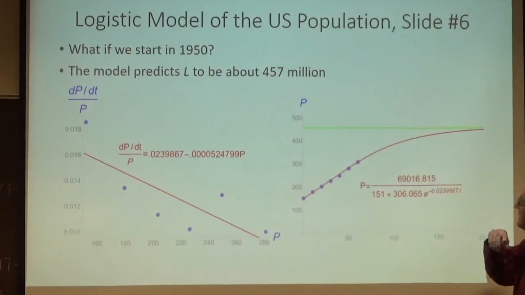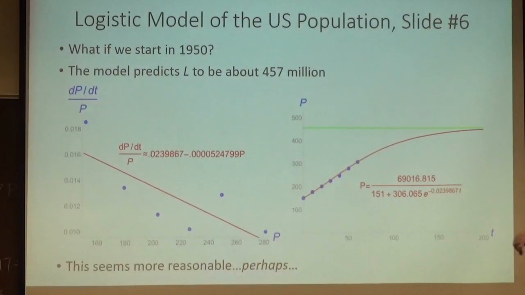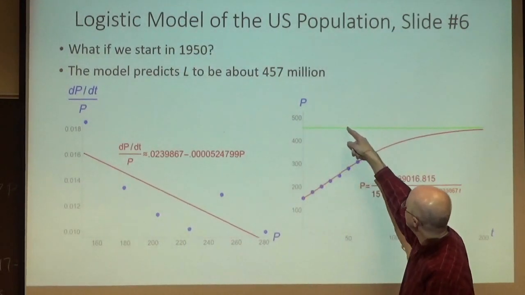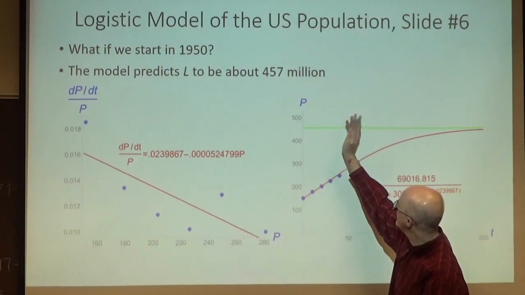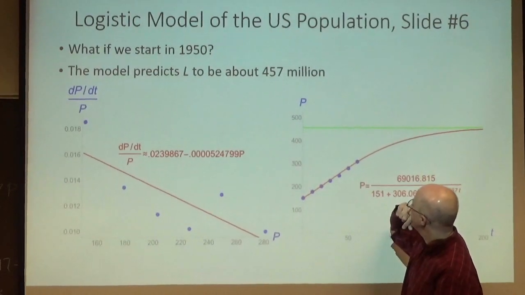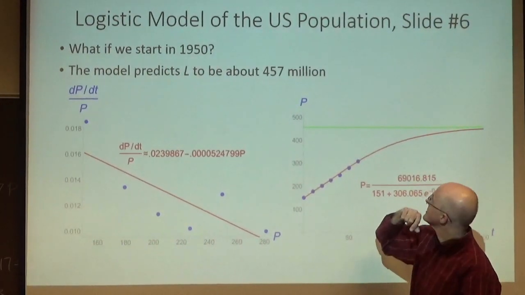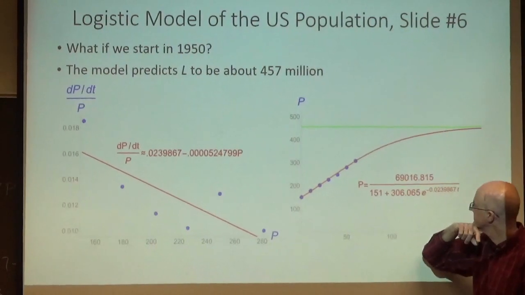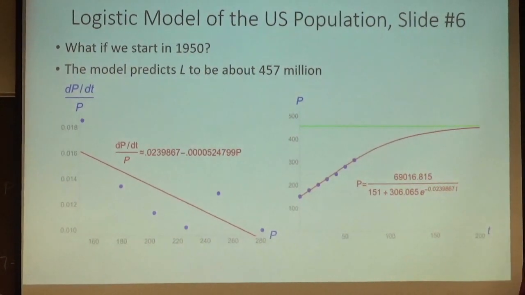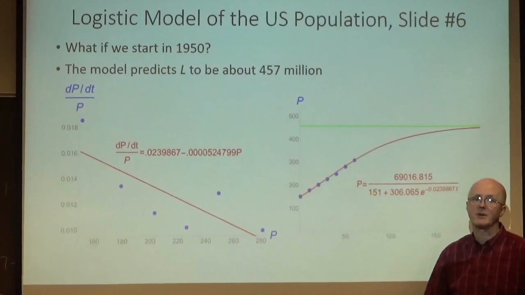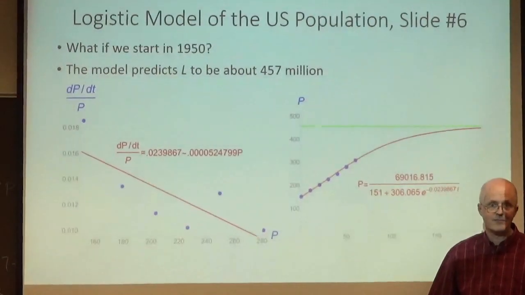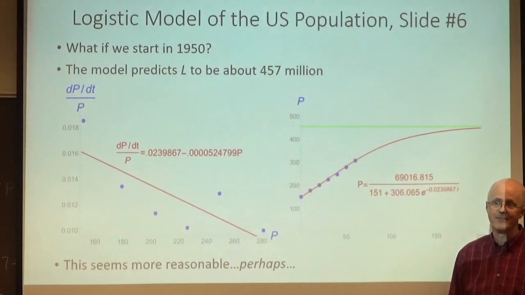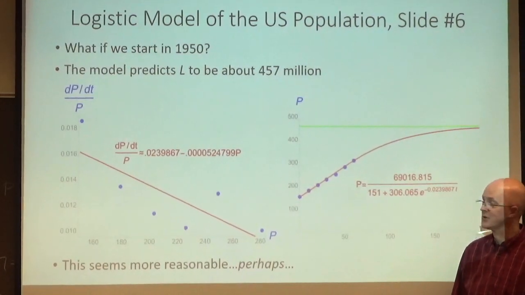And what is it predicting for the carrying capacity? It's predicting about, if you look at this green line here, turns out that's about 457 million. That's a horizontal asymptote. Is this going to be perfect? For sure, no. Is it reasonable? Perhaps, at least for the short run.